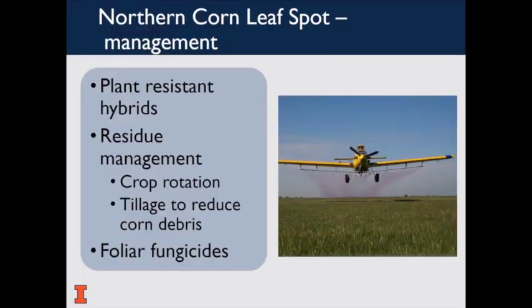When possible, plant hybrids that are resistant to northern corn leaf spot. Managing residues by rotating crops and tilling to reduce corn debris decreases inoculum and therefore the risk of disease. Foliar fungicides may be necessary to manage this disease on inbred lines and in hybrid seed corn production. Yield loss may occur if the lower 3 leaves are infected before tasseling or up to 2 weeks after tasseling.